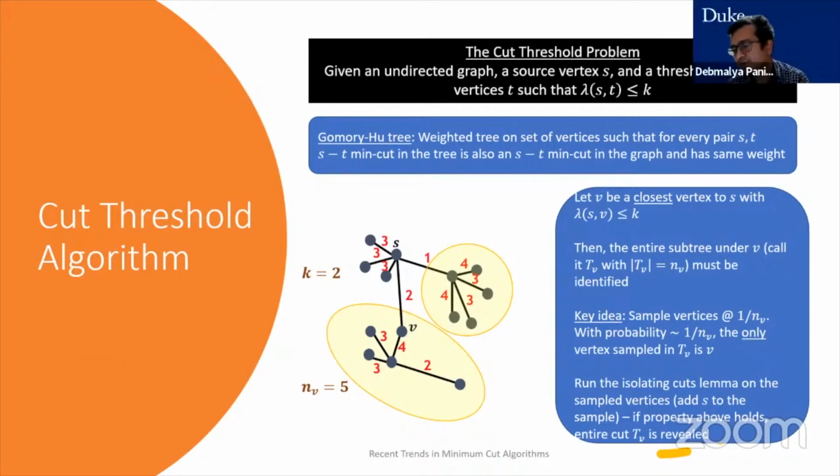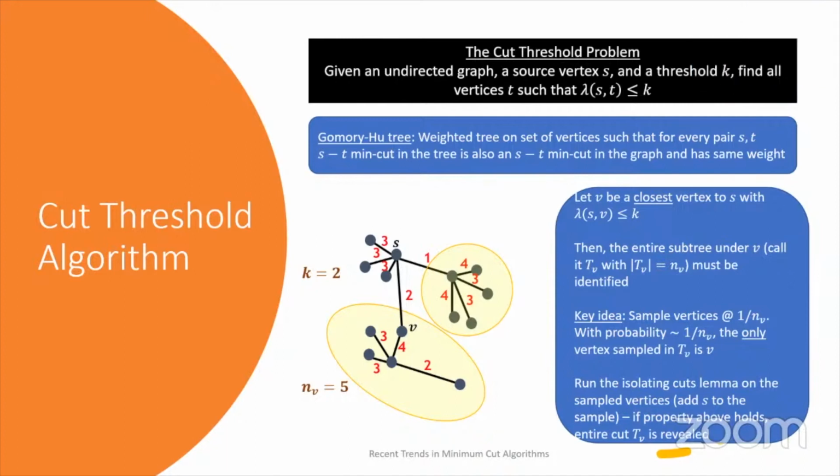So once you sample, you have some sampled set of vertices, right? Add s to that sample, so that gives you a set of vertices. On that set of vertices, you run the isolating cuts lemma. The isolating cuts lemma needs a graph and a subset of vertices to run. So the graph, of course, is the original input graph. The set of vertices on which you are running isolating cuts is the set of sampled vertices plus s. Okay. Does that answer your question? Yeah, thank you. Okay.